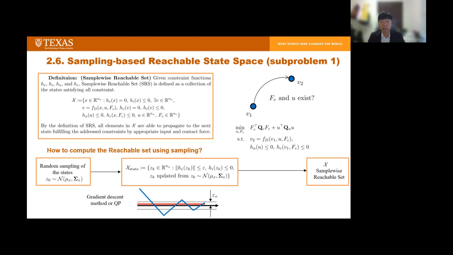We draw a random state sample from a Gaussian distribution and update it to satisfy the state constraint using the gradient descent method and QP. In turn, we solve the formulated optimization to check there is at least one pair of control input and contact force satisfying our dynamics, input, and contact wrench constraint. If there exists at least one pair, we can collect the sample in our reachable set.